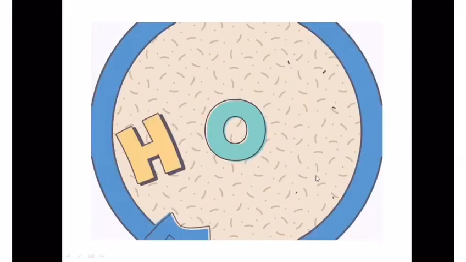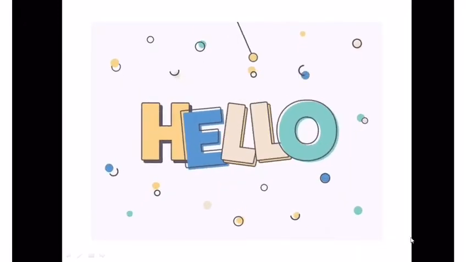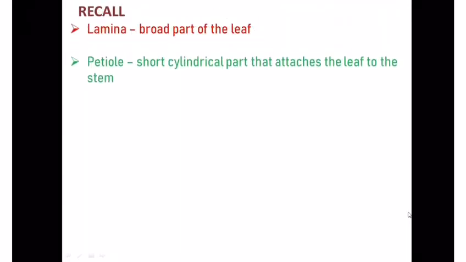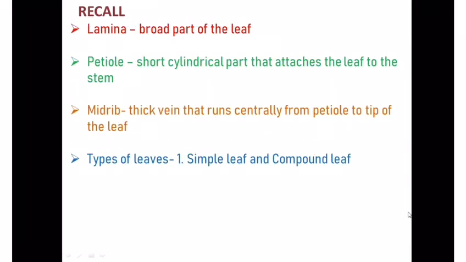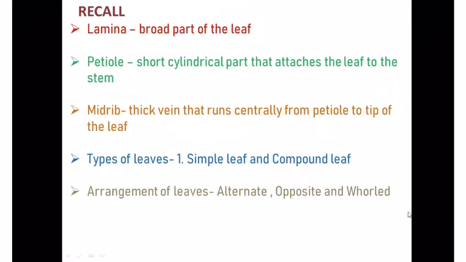But before that, let's recall the previous topic. We've been learning about the parts of the leaf. It includes lamina, petiole, midrib, types of the leaves, simple and compound, arrangement of the leaves, alternate, opposite and whorled, venation, reticulate and parallel.